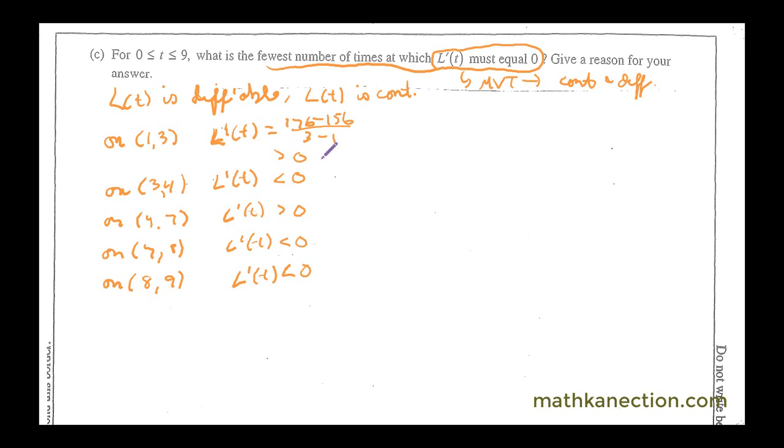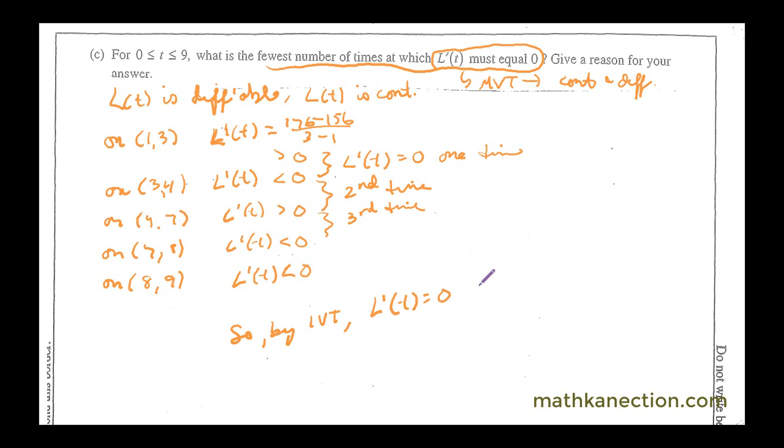So if L prime of t is positive and then negative, then by intermediate value theorem, L prime of t must equal 0 one time in that interval. And then L prime of t is then negative and positive, so there would be the second time. Then positive to negative, there would be a third time. So by the intermediate value theorem, L prime of t would have to equal 0 at least 3 times on that interval from 0 to 9.